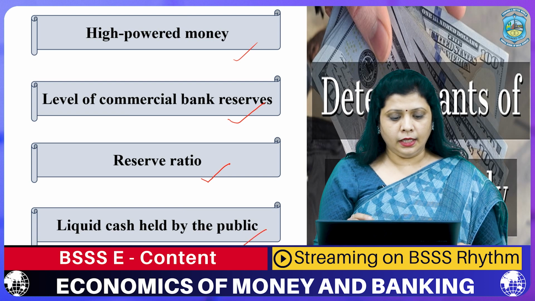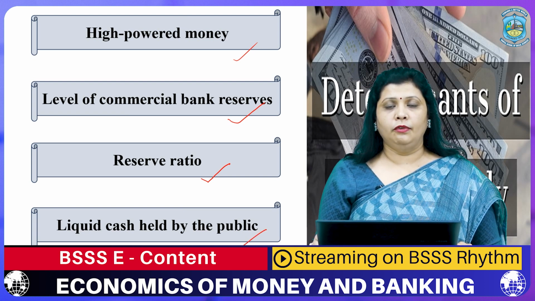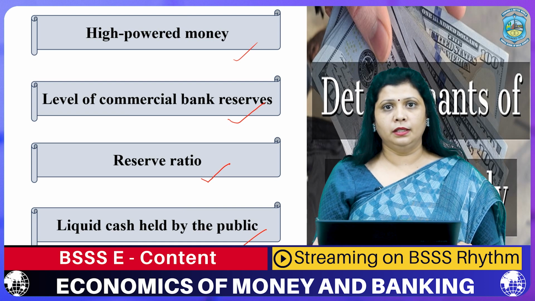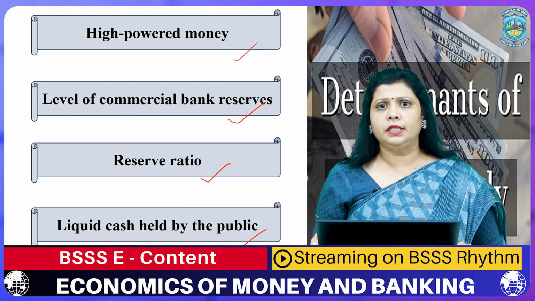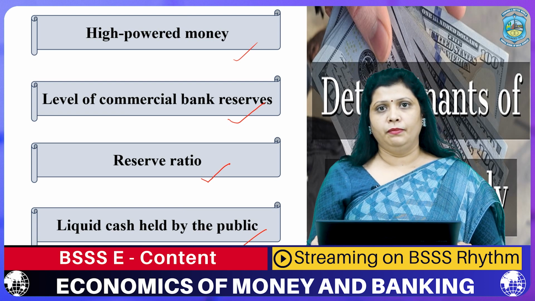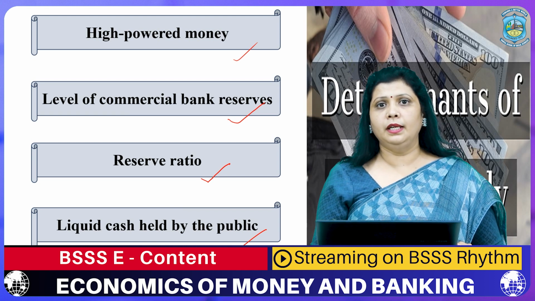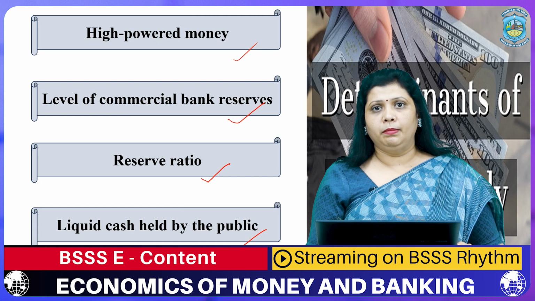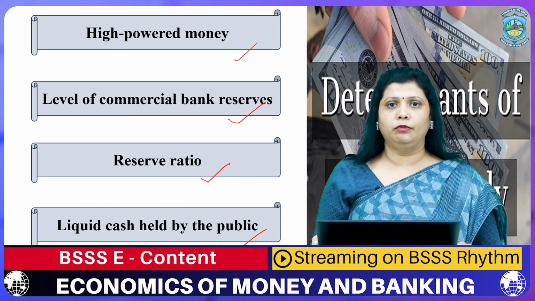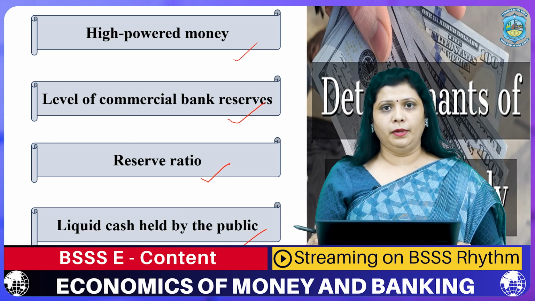Last one is liquid cash held by the public. If people want to keep money in their hands and don't want to save money in a bank, what will happen? They reduce a little bit of spending in daily life, so money supply will be reduced. But if they keep their money in the bank, banks are capable of lending more to others, which will help increase the money supply in the economy.